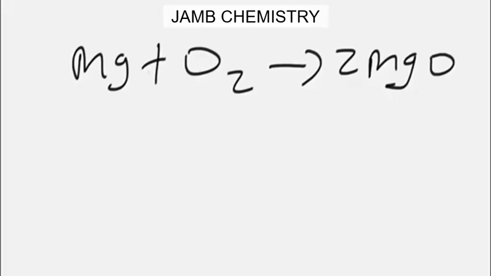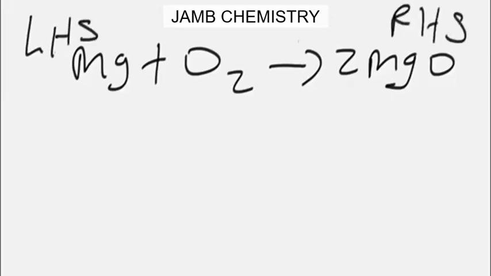In the chemical equation, we usually have the left hand side and the right hand side. So this is the left hand side and this is the right hand side. The number of atoms at the left hand side have to be equal to the number of atoms at the right hand side. So let's balance this equation. Here we have 1 atom of magnesium and here we have 2 atoms of magnesium.